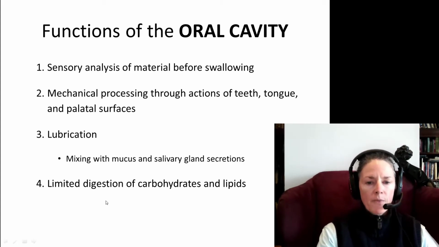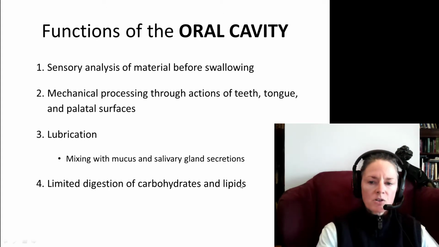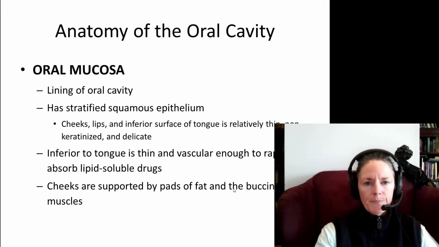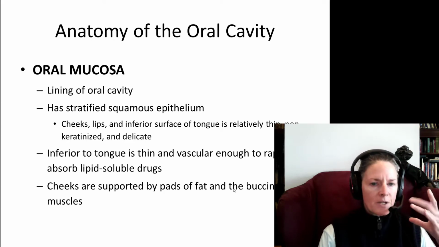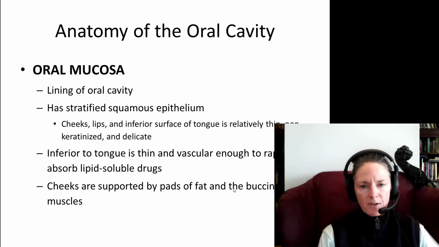As we've noted before, we start our digestion of carbohydrates by the production of salivary amylase, and we also start the digestion of lipids through the production of lingual lipase. So the oral mucosa is the lining of the oral cavity, and as we know, it is a stratified squamous epithelium. Most of it is non-keratinized. So we have the lips, called the labia, that are continuous with the cheeks. That epithelium is continuous, and it is a stratified squamous epithelium.